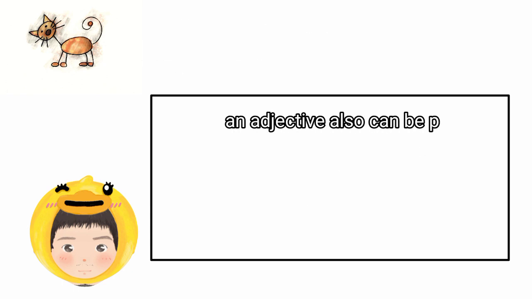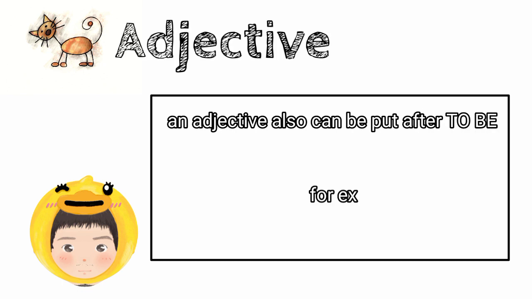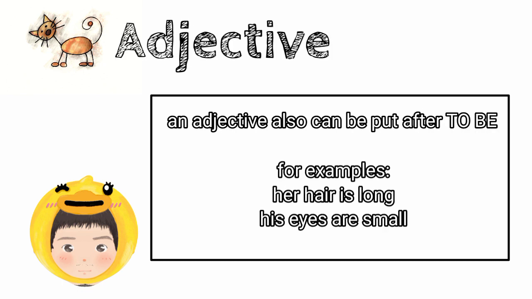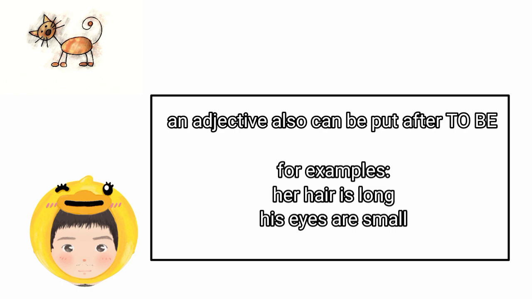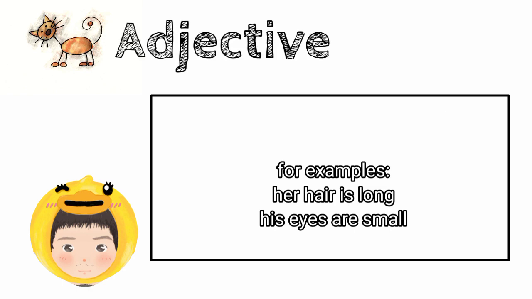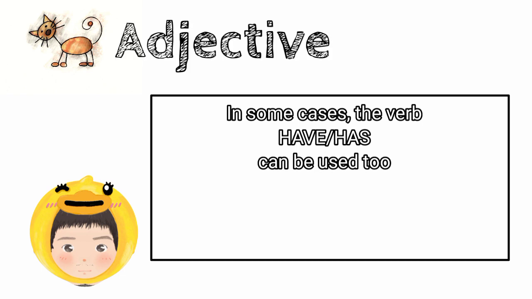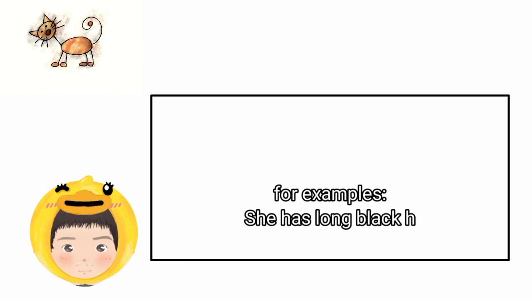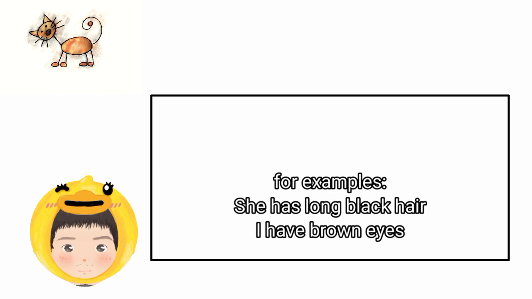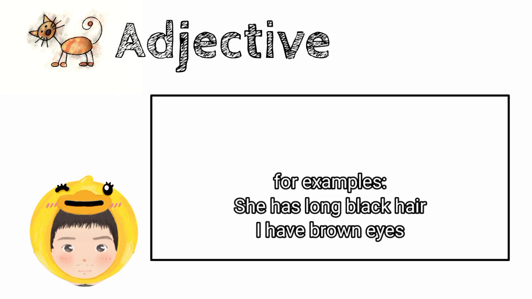An adjective also can be put after to be. For examples, her hair is long. His eyes are small. In some cases, the verb have or has can be used too. For examples, she has long black hair and I have brown eyes.